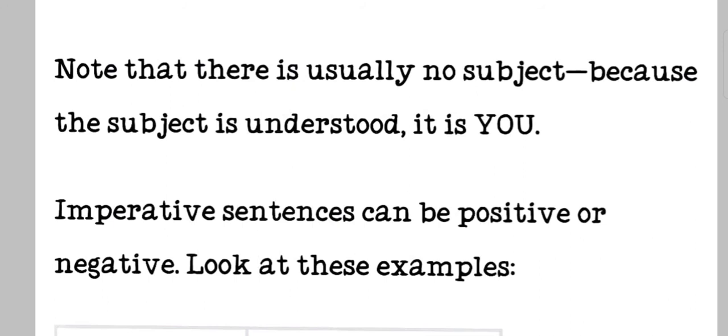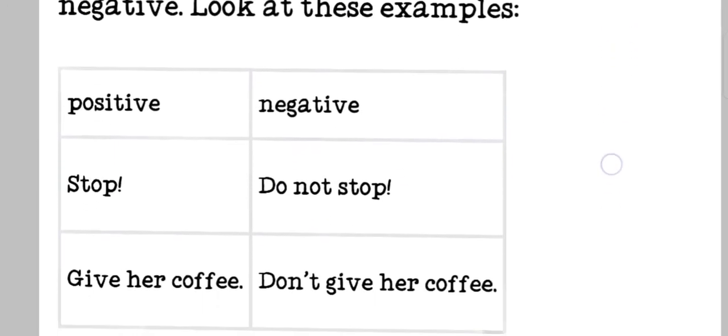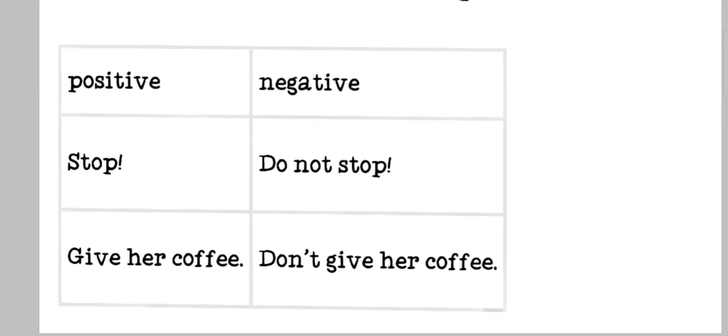Imperative sentences can be positive or negative. Look at these examples. Stop. Do not stop. Give her coffee. Don't give her coffee. Now the first examples are finished with the sign of exclamation, and the last two examples are finished with full stop.